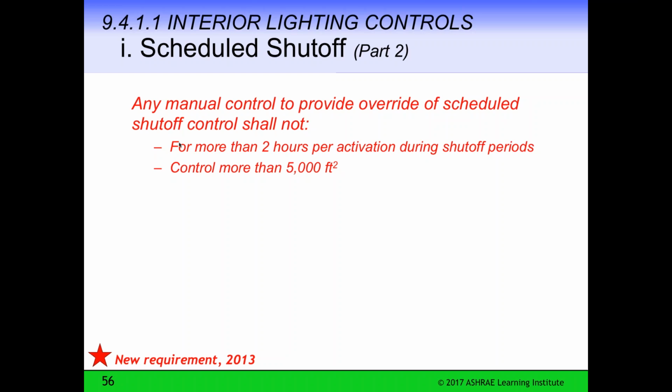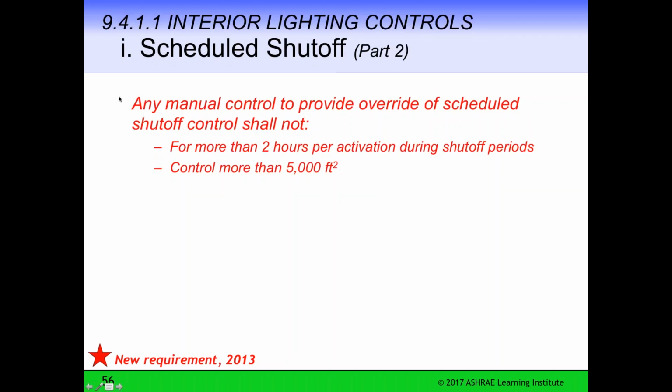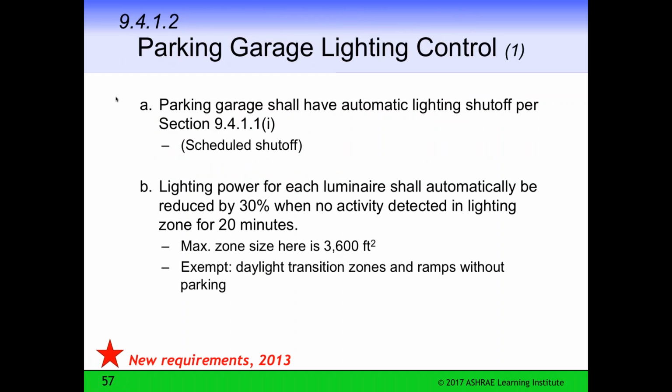So if somebody turns their area back on at 6, they're going to have to do it again at 8, and do it again at 10, do it again at midnight, depends how late they're running. So this is all of the interior lighting controls. We now switch to lighting controls for parking garages, and there are a few controls for parking garages. We'll come back to the interior lighting controls when we get to the lighting power density a little bit later on.